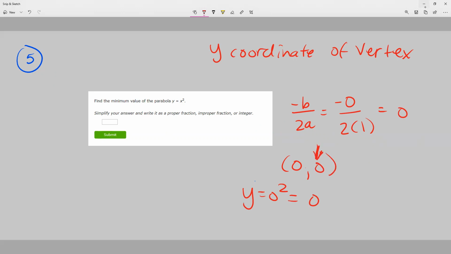This y coordinate, this is the max or min point. And so you don't have to write this as an equation. This is just a value. It's a number. So you're just putting in the 0.